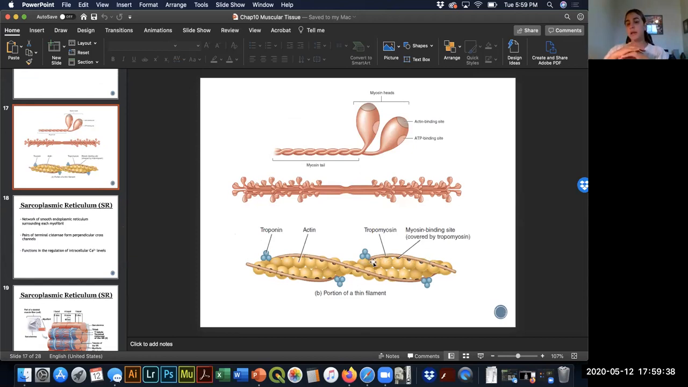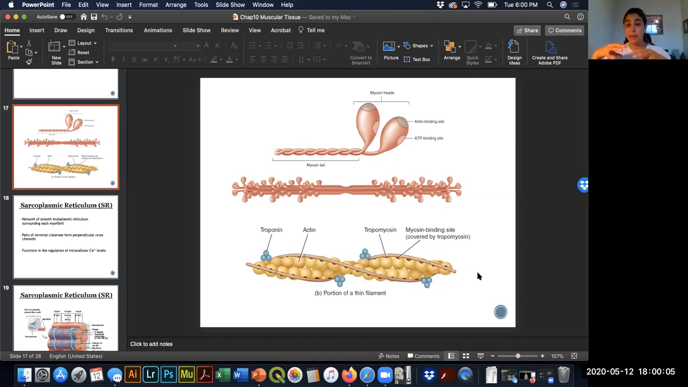So when there's no calcium, no action potential, like there's no action, when it's just hanging out there, it's obviously not doing nothing. The myosin heads are just chilling because they're not binding, because there's no calcium.